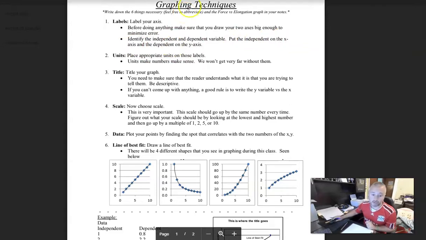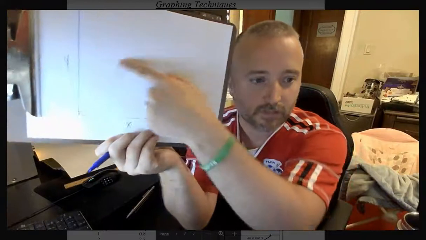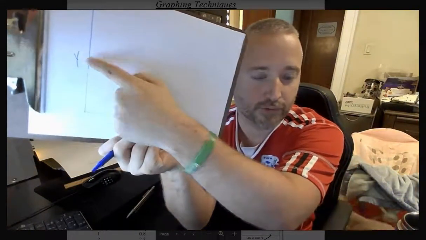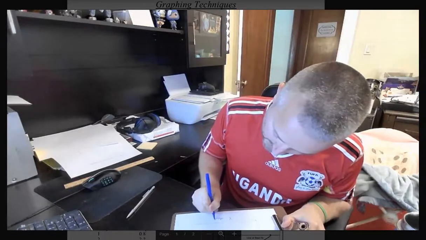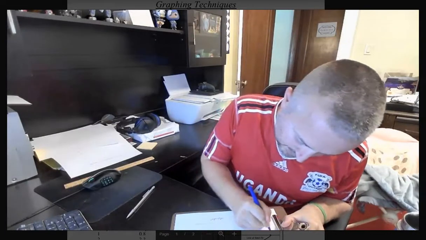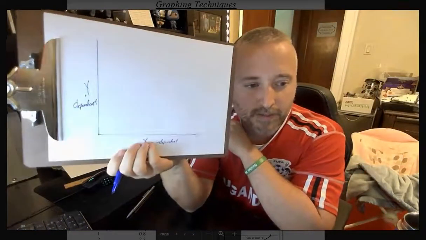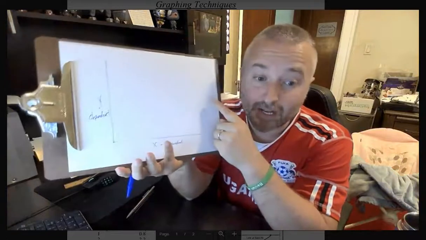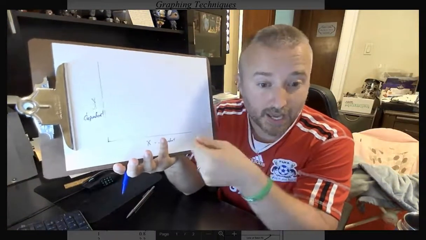y-axis. And in case you forgot, let's just go real quick here. The x is on the bottom, the y is over here on the vertical. So the x is the independent, and the y is going to be the dependent. Okay? So now you're not going to write these things on your graph, though. You're going to look and see what it says is the independent.